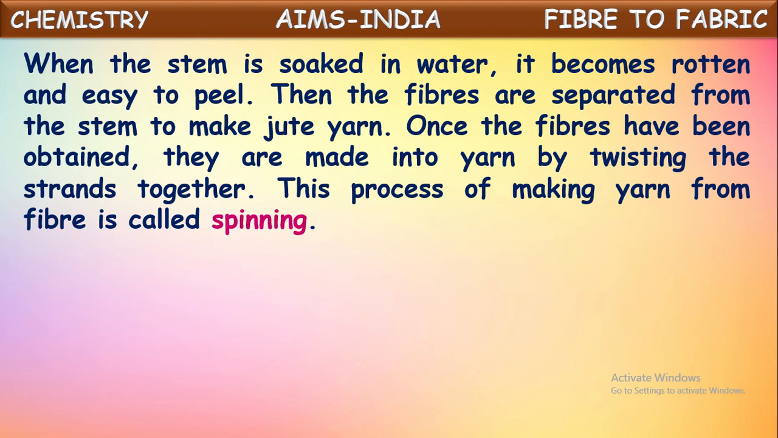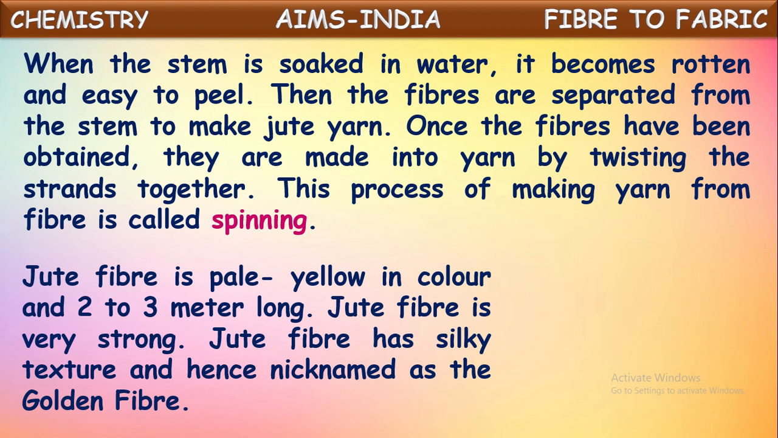Once the fibers have been obtained, they are made into yarn by twisting the strands together. Once the fiber is separated from the stem, all these strands are twisted together to make jute yarn. This process of making yarn from fiber is called spinning. What does spinning mean? The collected jute fiber from the jute stems, those strands are twisted together. By twisting together, they are made into yarn. This process of making yarn from the jute fiber by twisting is called spinning.